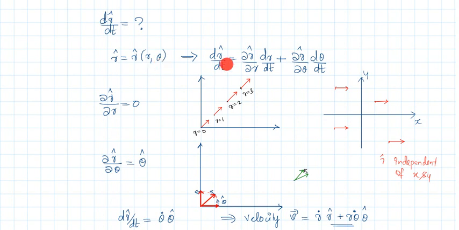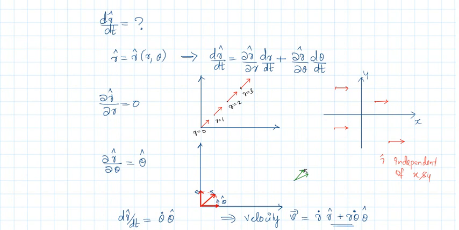Therefore, dr cap by dt I can write using the chain rule: dou r cap by dou r into dr by dt plus dou r cap by dou theta into d theta by dt. Okay, use the chain rule. What is dou r cap by dou r? Dou r cap by dou r means the change of r cap with respect to r.